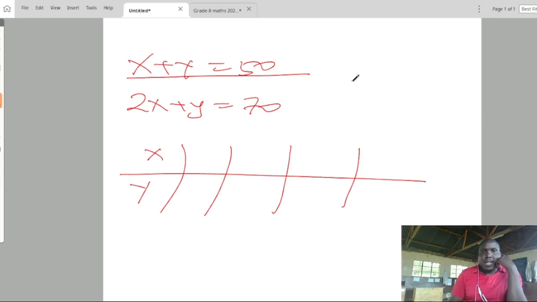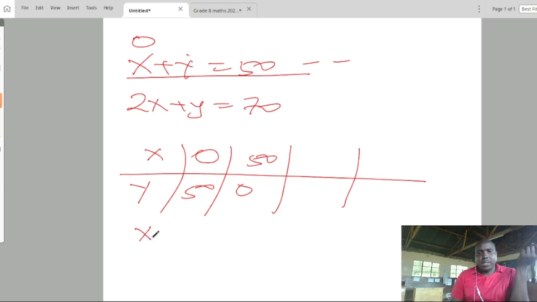So you say when x is 0, in the first equation, what will y be? So you put 0 here. So it means y will be 50. And if y is 0, then x also will be 50. That one is okay.